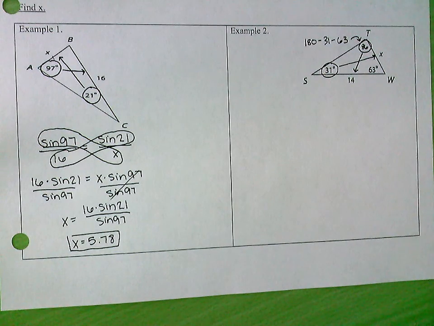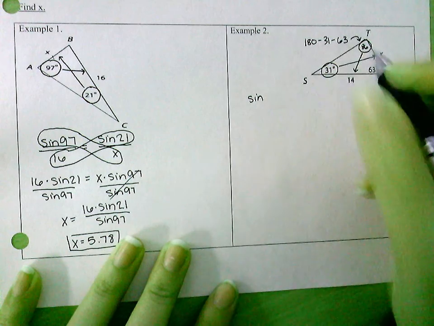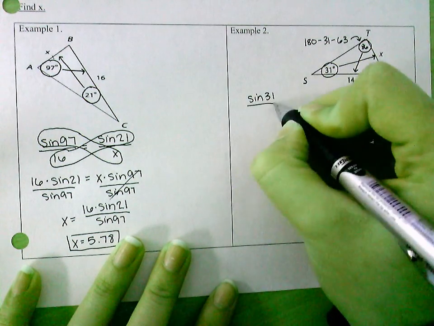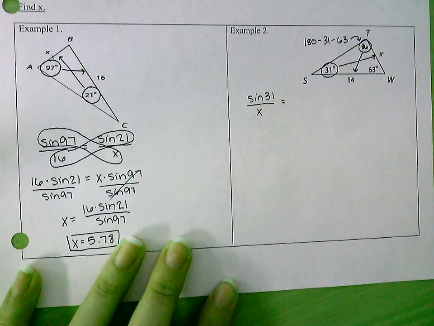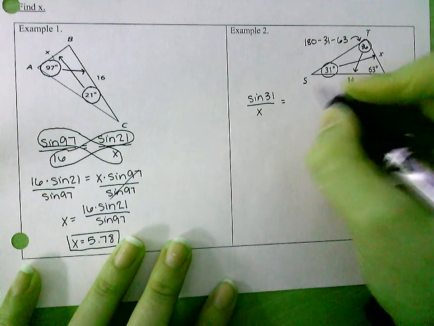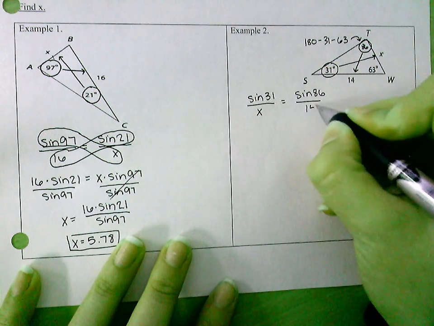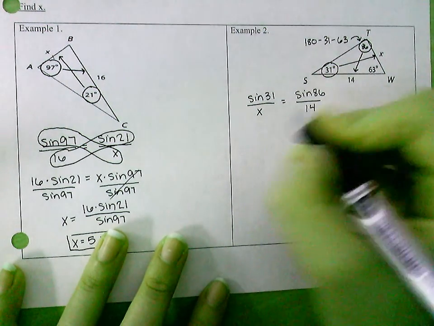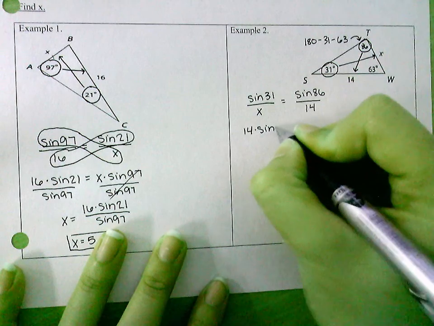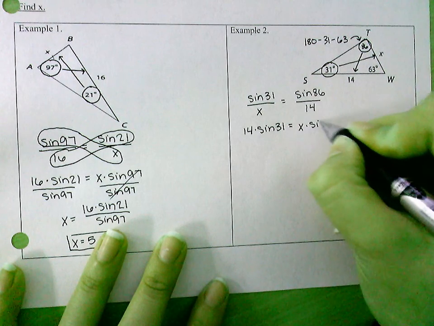So those are the two angles now that I want to use with their opposite sides. So I have sine of angle S is 31, over its opposite side, X. That's equal to sine of my other angle, so 86, over its opposite side, 14. And again, I want to cross multiply. So we have 14 times the sine of 31 is equal to x times the sine of 86.